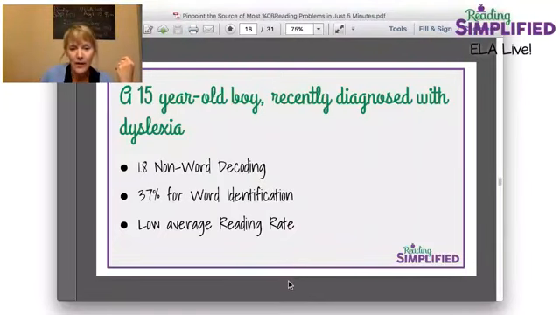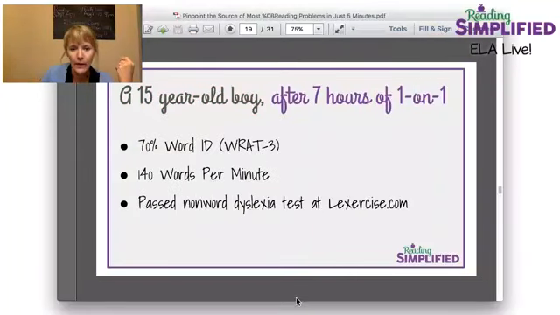And so let's see if I can get to, drum roll, what happened afterwards. Where did we go? Again, I did a little midpoint testing before I finished, about 12 hours of instruction to get kids back to grade level. And even at the midpoint, after 7 hours of one-on-one instruction, he was reading real words at the 70th percentile. So from 37% to 70%.